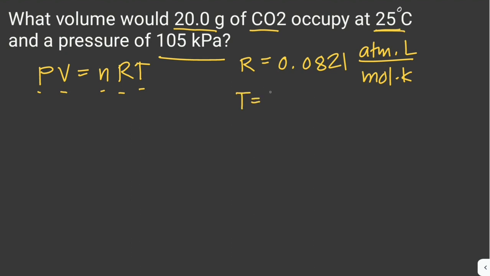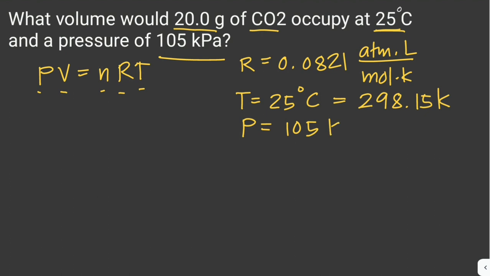So our temperature here is 25 degrees Celsius. Let's convert this into Kelvin. So that is 25 degrees Celsius plus 273.15, which is equal to 298.15 Kelvin. And for the pressure, which is 105 kilopascal, this is equal to 1.03627 atm.